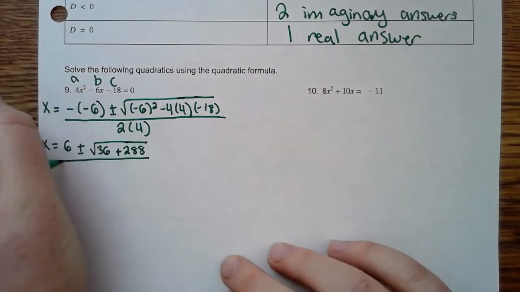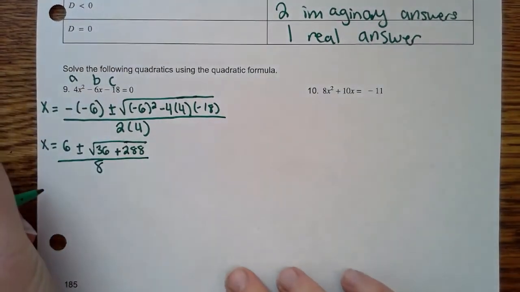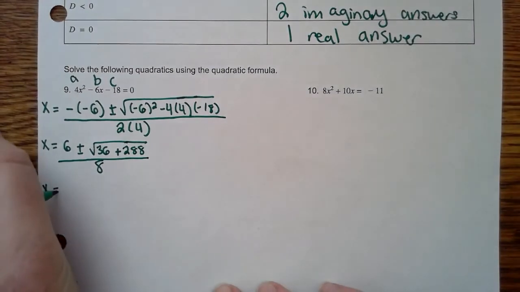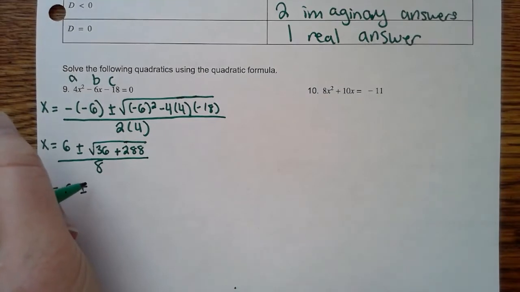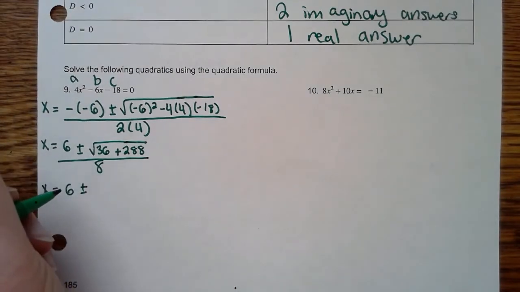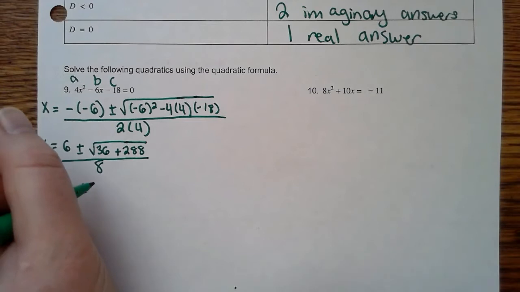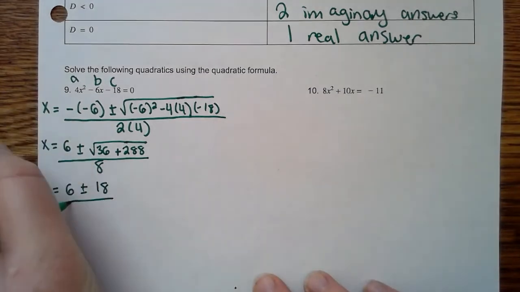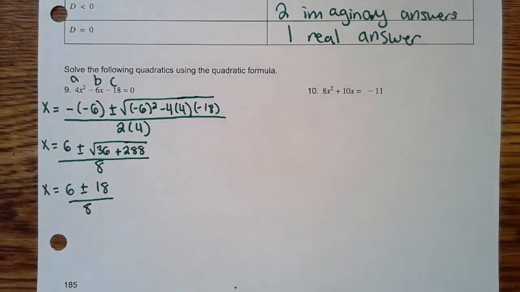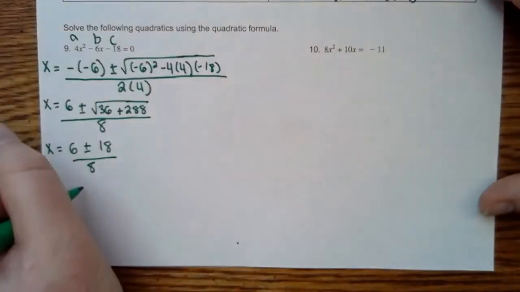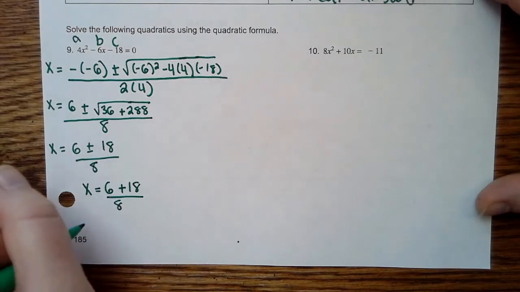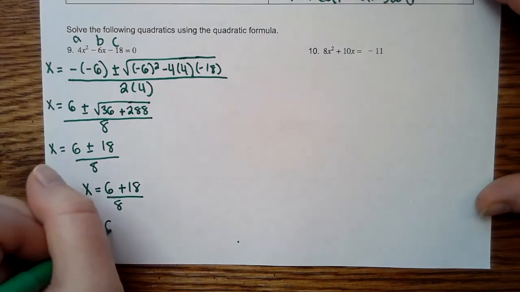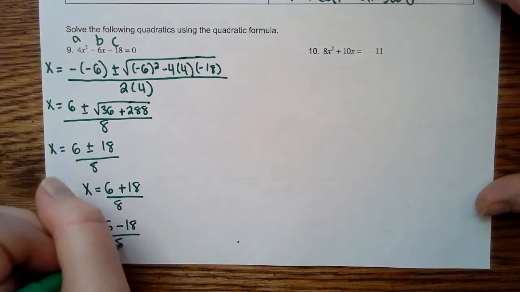All over 8. So that's going to be x equals 6 plus or minus the square root of 324, and the square root of 324 is actually 18. So we get two answers. x equals 6 plus 18 over 8, and x equals 6 minus 18 over 8.